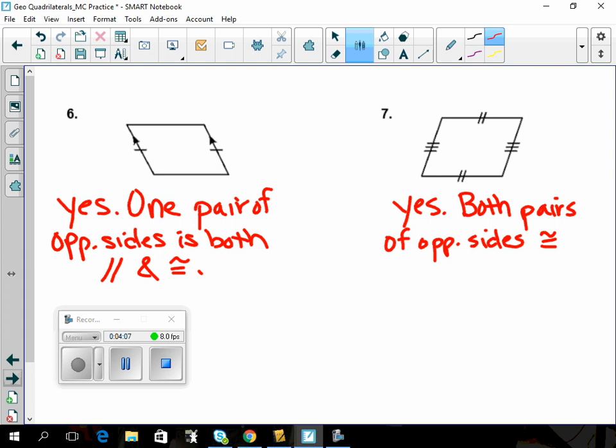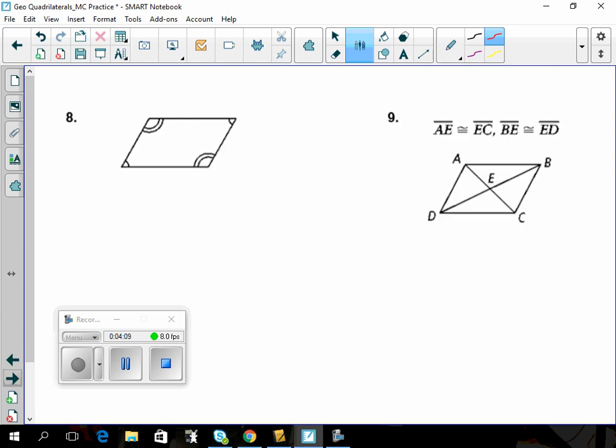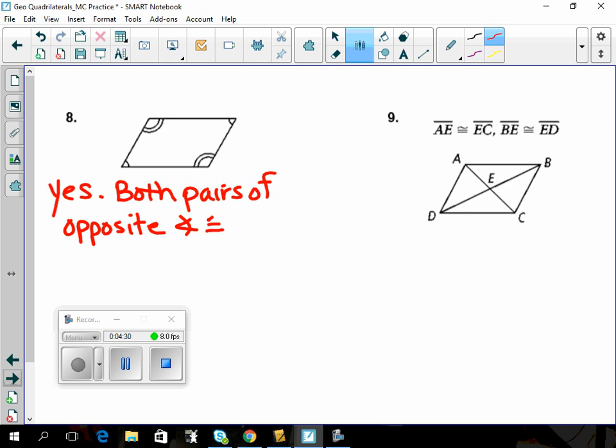Good. All right, let's look at 8 and 9. We kind of already talked about 8, didn't we? So it's a yes, and what's the justification? Both pairs, got to have both, right? So both pairs of opposite angles are congruent. I agree, okay?